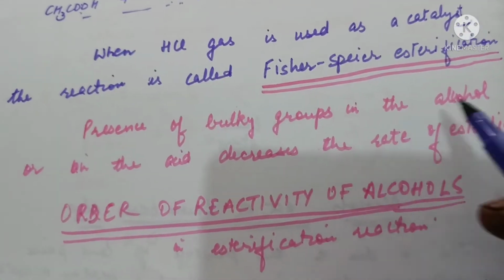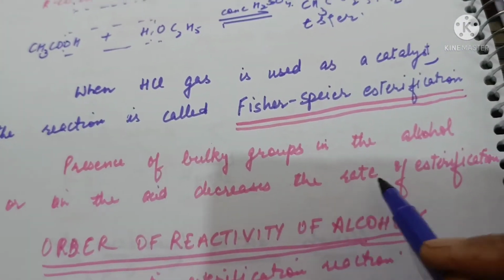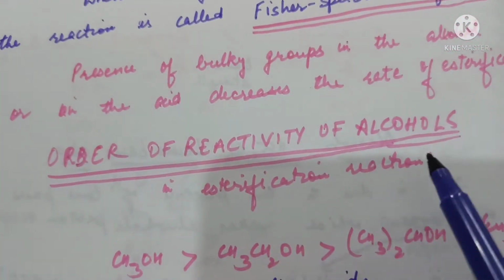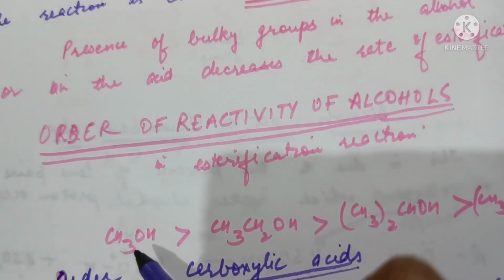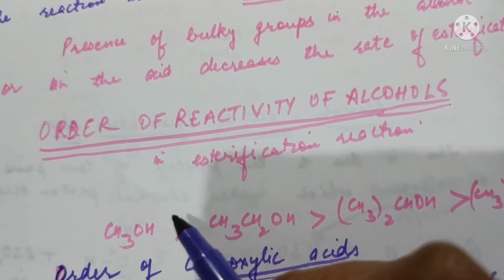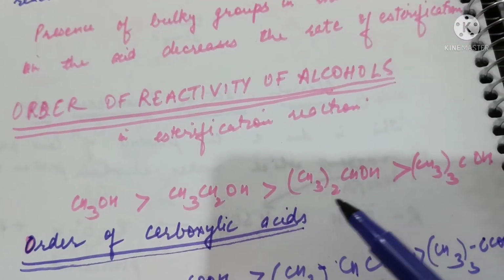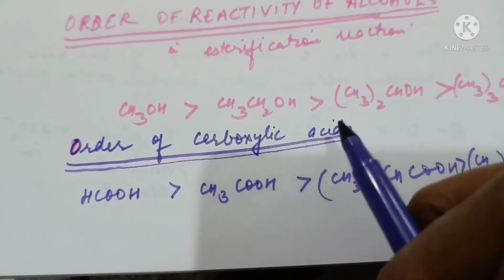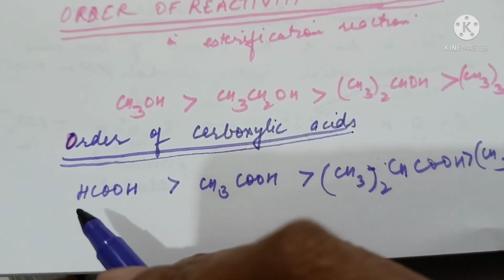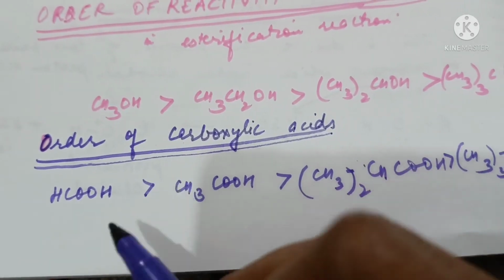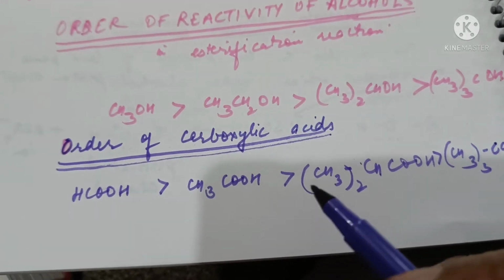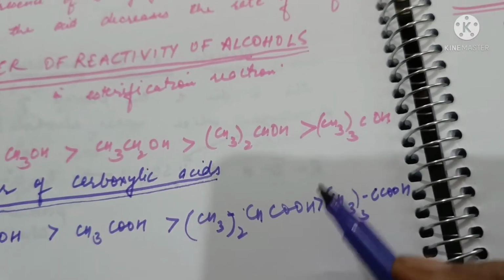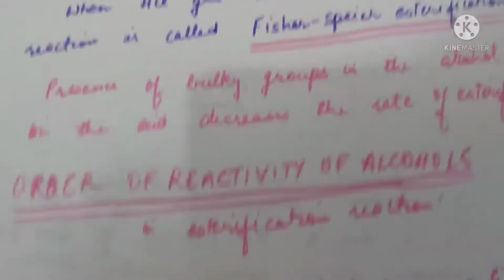Presence of bulky groups in alcohol or in the acid will decrease the rate of esterification. So, in alcohols, the least bulky group methanol will be more reactive than ethanol, than isopropyl alcohol, than tertiary butyl alcohol. Similarly, in carboxylic acids, formic acid or methanoic acid will be more reactive than acetic or ethanoic acid, than 2-methyl propanoic acid, than 2,3-dimethyl propanoic acid.